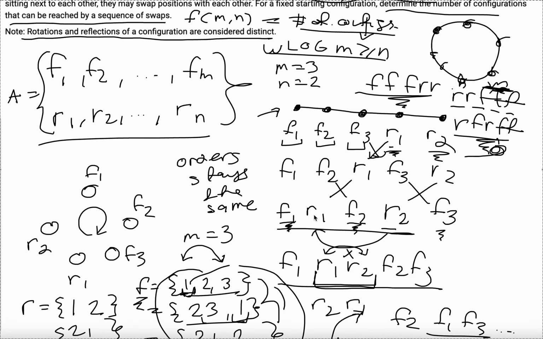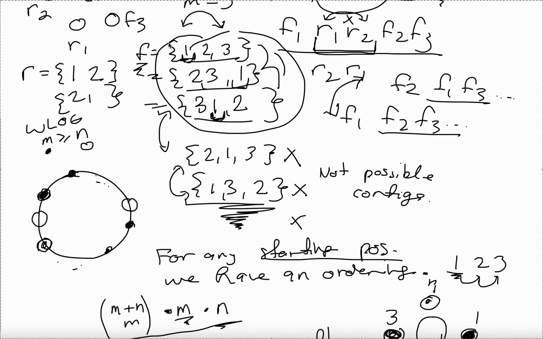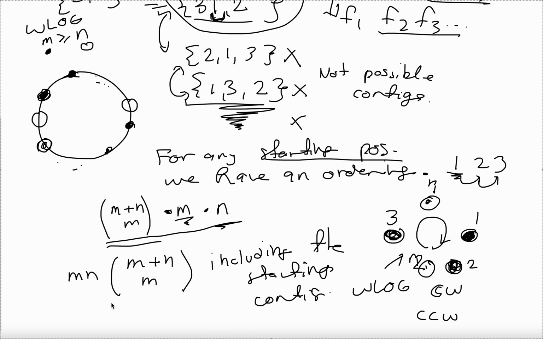Because we could technically reach the starting configuration by doing 0 swaps, and that technically counts as a sequence of swaps. So I'm going to include it this way, but if you really wanted to, you could do mn times this minus 1 and say not including the original. But that's our formula right here. And so we find that this is the answer.